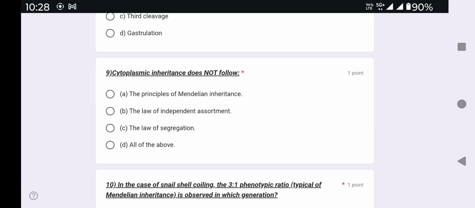And the ninth question is, cytoplasmic inheritance does not follow. Option A is the principle of Mendelian inheritance. Option B is the law of independent assortment. Option C is the law of segregation. And option D is all of the above. The correct answer is all of the above. Why? Because it is non-Mendelian inheritance, it does not follow the law of independent assortment, and it does not follow the law of segregation.